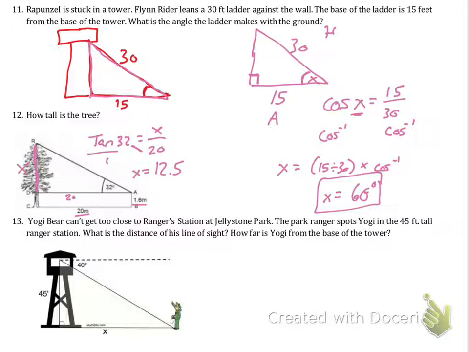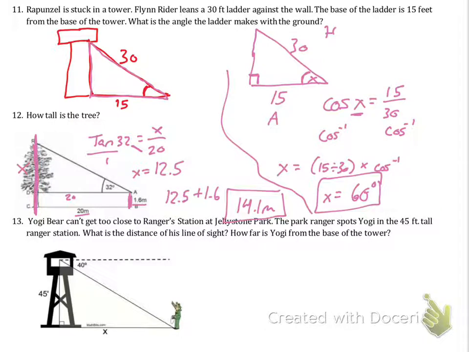Now here's the thing. Because we have this extra 1.6 right here, and we want to find the whole length of this tree, we have to do 12.5 plus 1.6. So 12.5 plus 1.6 is going to give me 14.1. That's going to be in meters. That's my final answer.